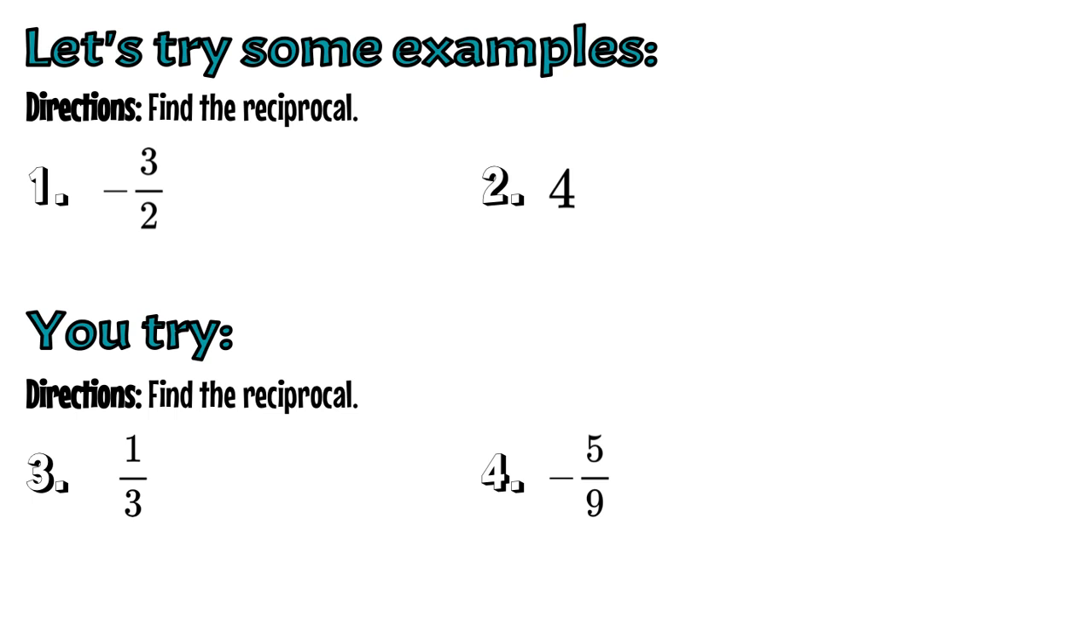In the first example, we have the fraction -3/2. The reciprocal of -3/2 is -2/3. See, the numerator became the denominator, and the denominator became the numerator. It is still negative. In number 2, remember, we can rewrite a whole number as a fraction over 1. This might help you to find the reciprocal of 4, which is 1/4.